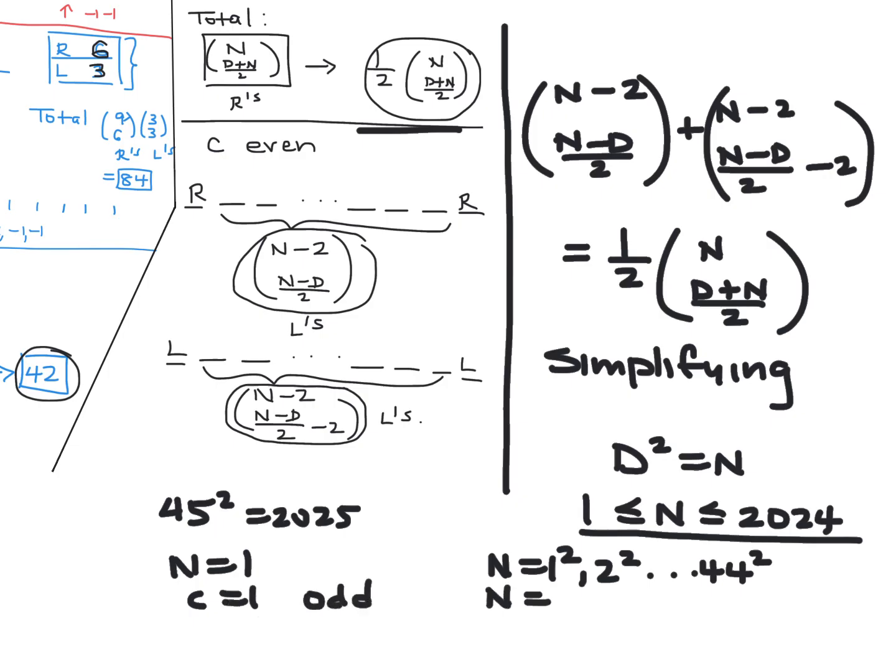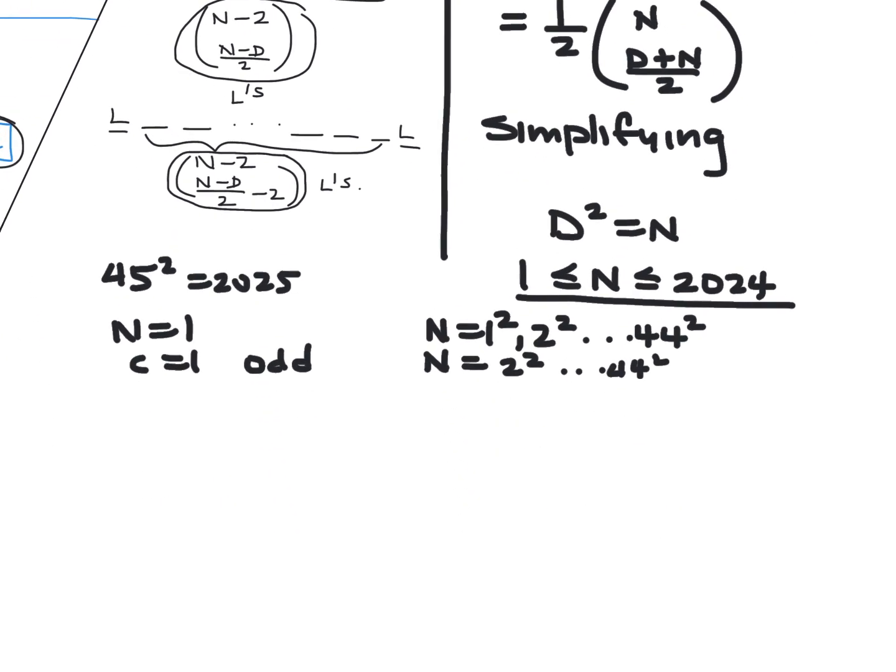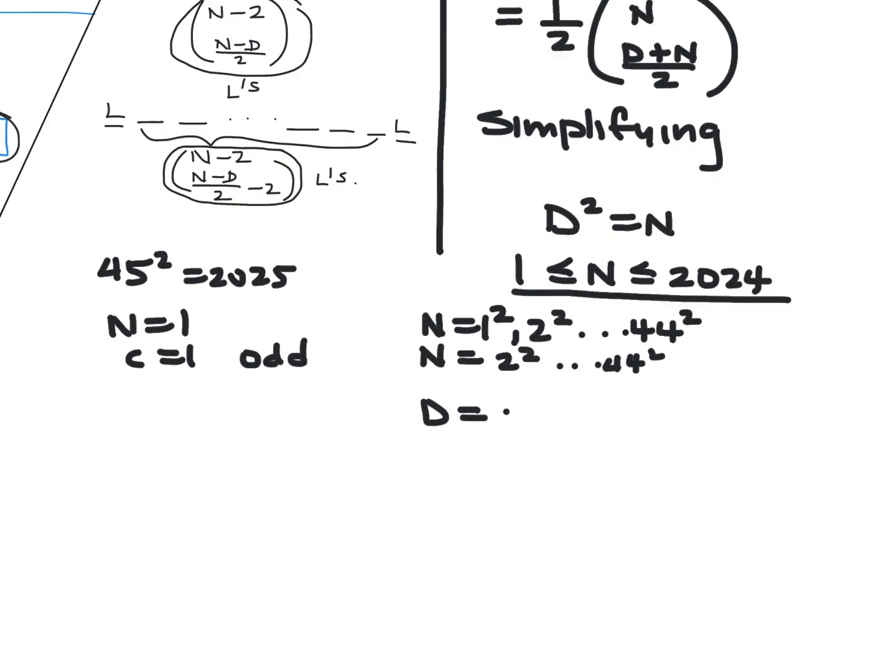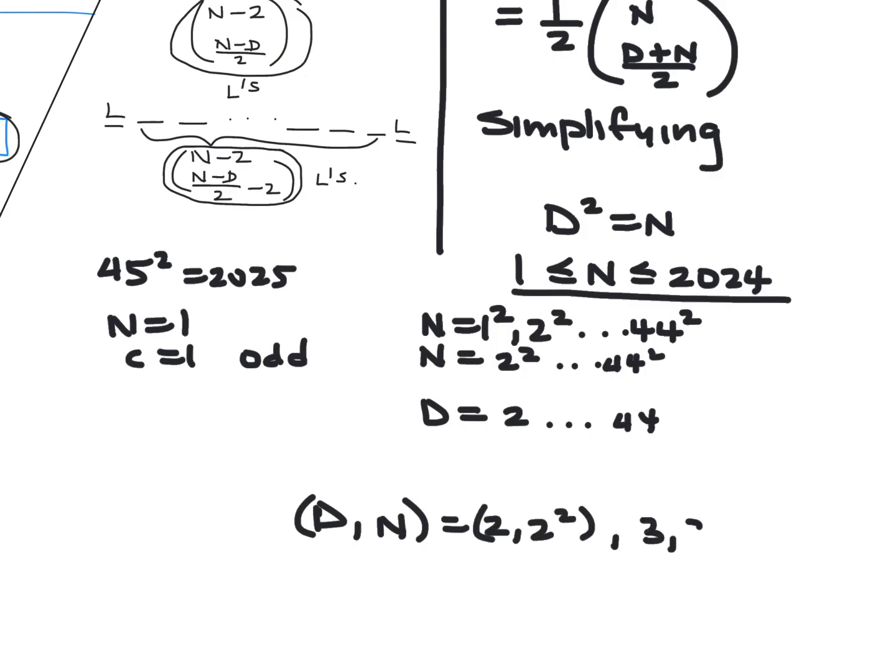So n really is just 2 squared all the way till 44 squared. And therefore, the values of d would be 2 all the way to 44. So the pairs d, n would be 2, 2 squared, 3, 3 squared, and so on, all the way up until 44 and 44 squared.